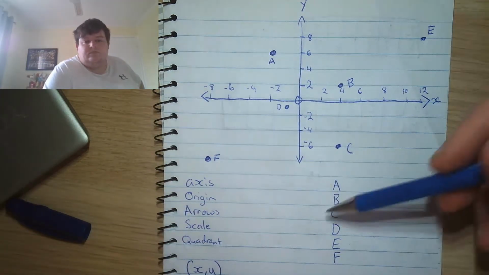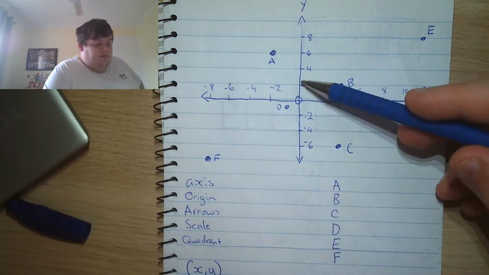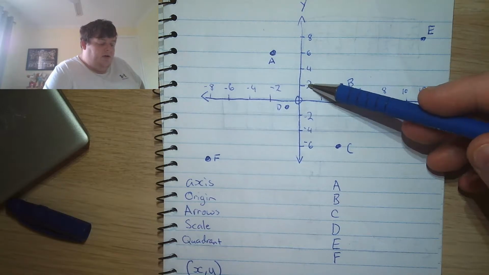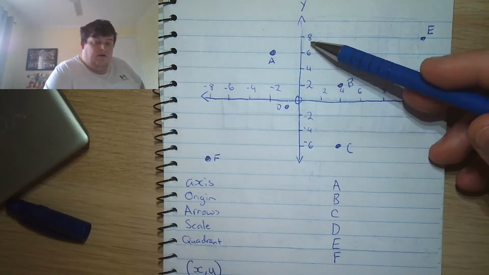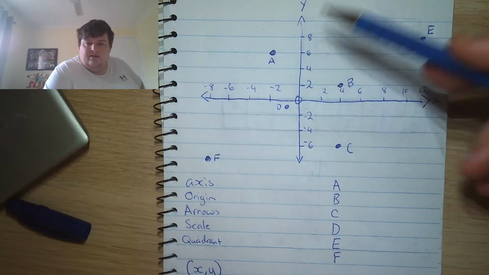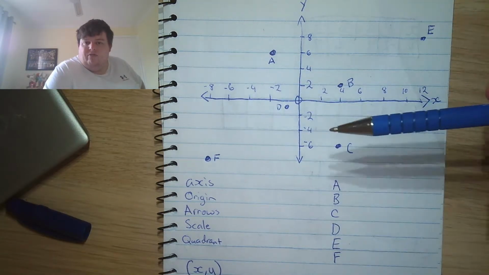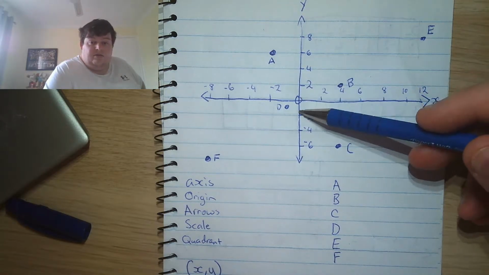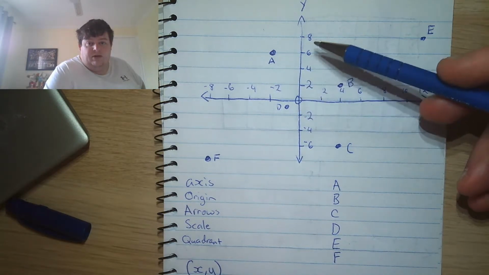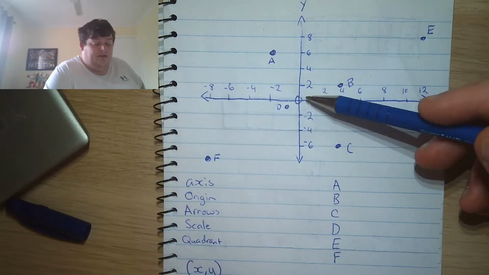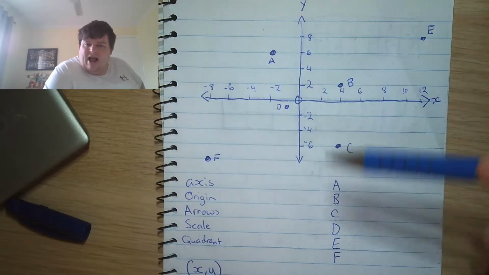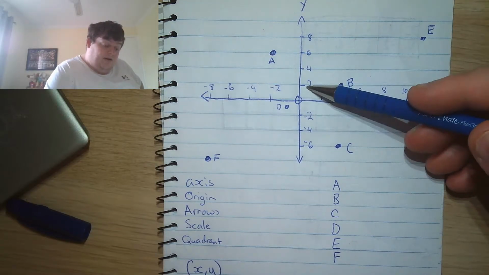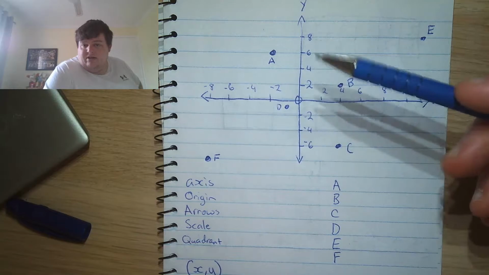Now scale. See these little tick marks here? Scale is referring to what we are counting by to go up a tick mark. In this case, I've chosen 2 as a demonstration, but this could be 1, so it could be 0, 1, 2, 3, 4 if you want to. It could be 3s, 3, 6, 9, whatever you want, but it has to be consistent, that is the key. So I've chosen 2s, so each one goes up 2, 4, 6, 8.